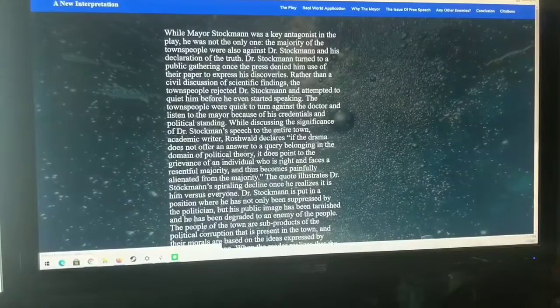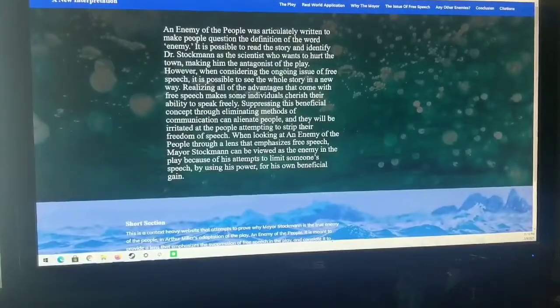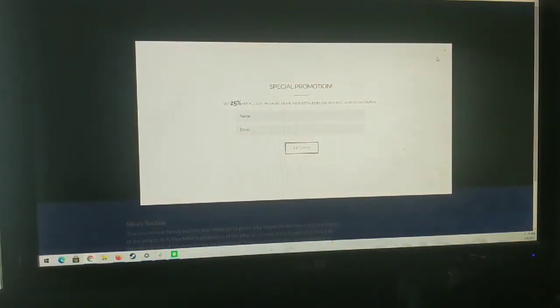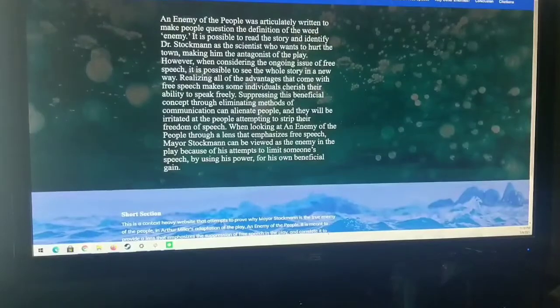In conclusion, An Enemy of the People was articulately written to make people question the definition of the word enemy. It is possible to read the story and identify Dr. Stockman as the scientist who wants to hurt the town, making him the antagonist of the play. However, when considering the ongoing issue of free speech, it is possible to see the whole story in a new way.